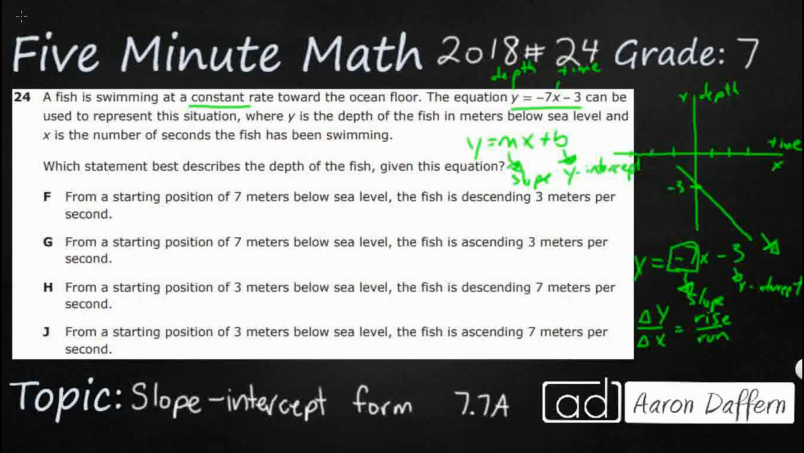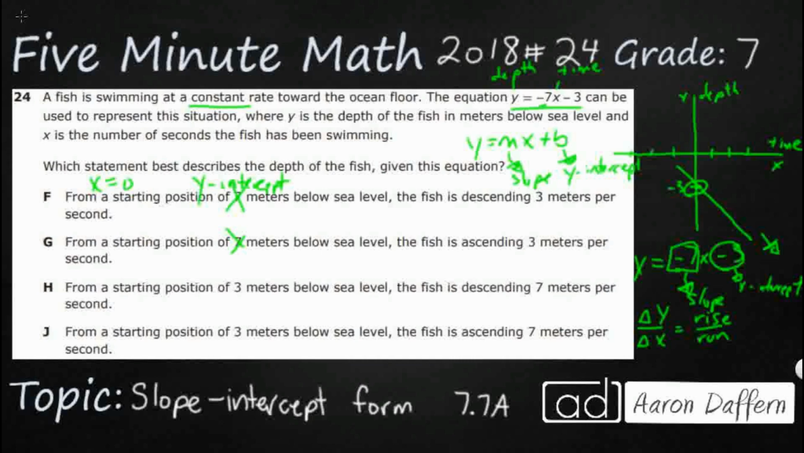Now, which of these sentences best describes that? From a starting position of 7 meters below sea level, see, that's not going to work for either of those, because look, our y-intercept is negative 3. This starting position is actually talking about the y-intercept, because the x is 0. The starting position lets you know that the x is 0, and they just flipped it. They were looking at the 7, but we need to be looking at the 3. So F and G don't work.